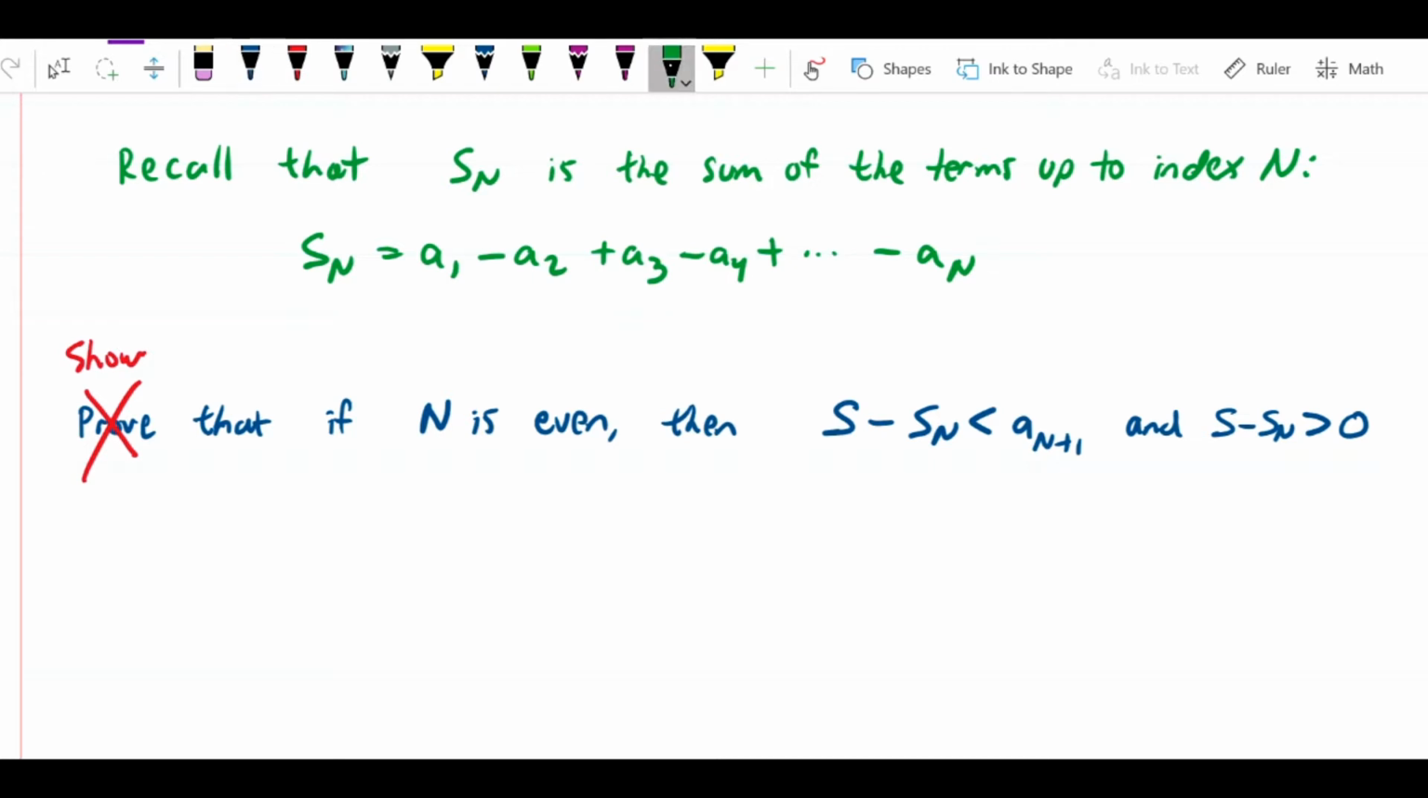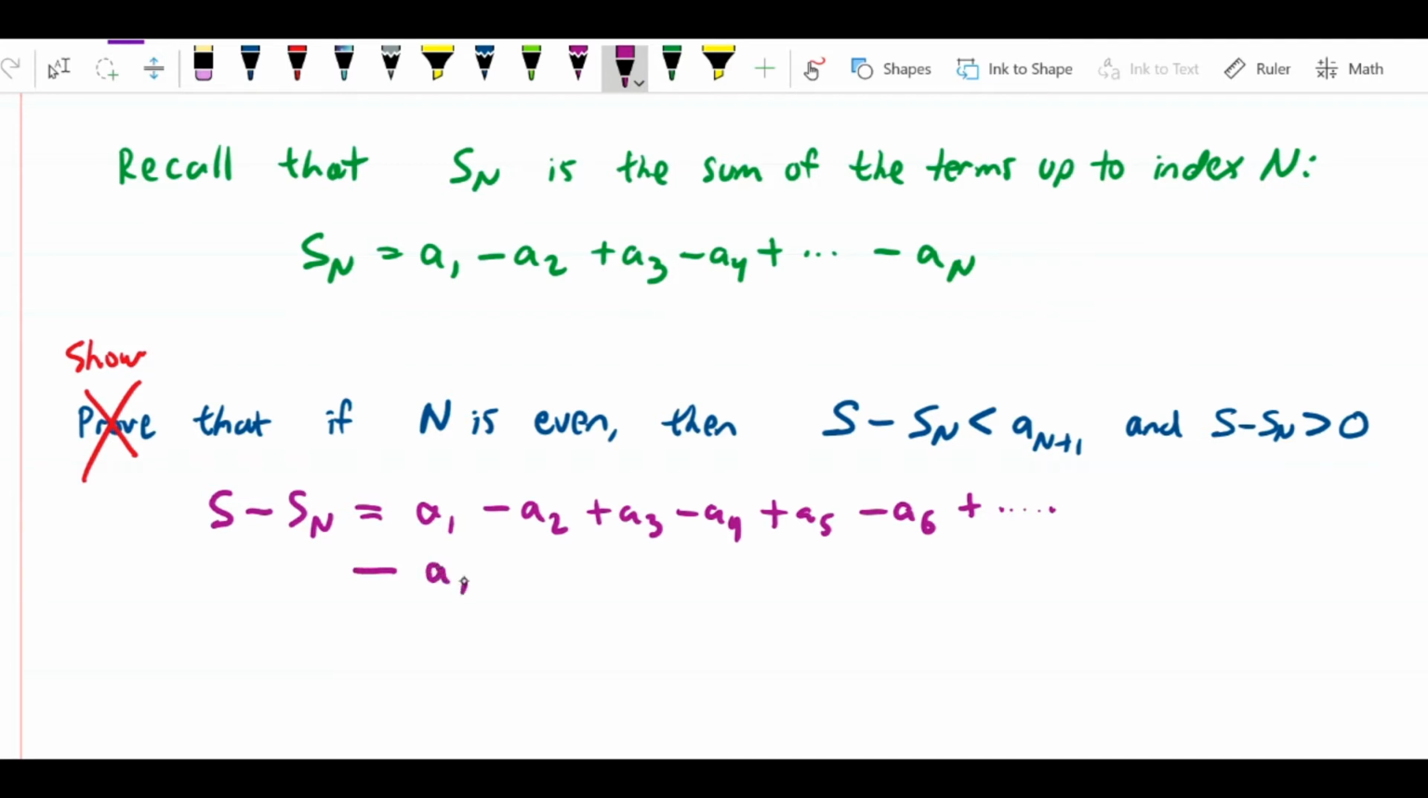Okay, so what we want to do is consider what S minus Sn is. If you write it out, this is going to be a1 minus a2 plus a3 minus a4 plus a5 minus a6, going on forever, and we're going to subtract from that just a1 minus a2 plus a3 minus dot dot dot, up to an.